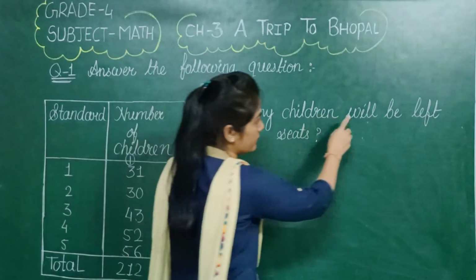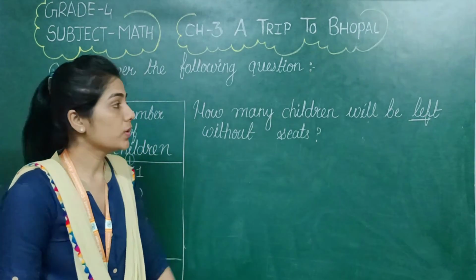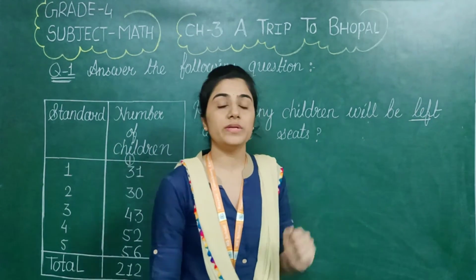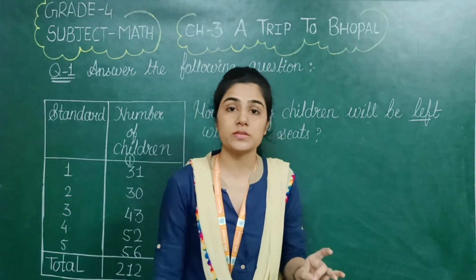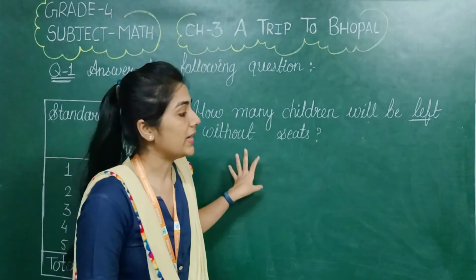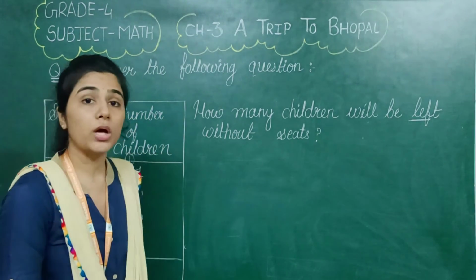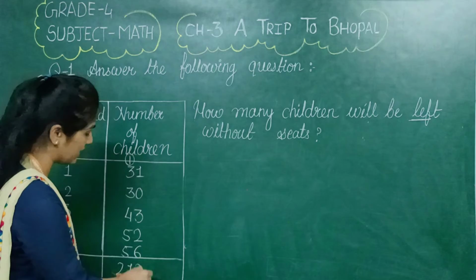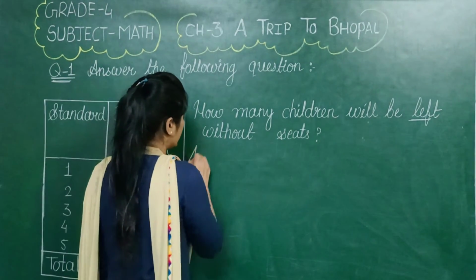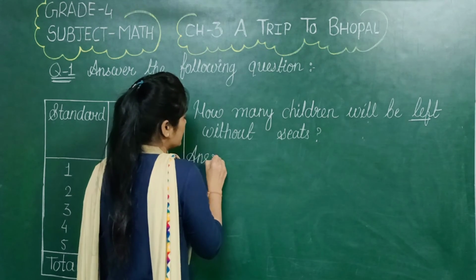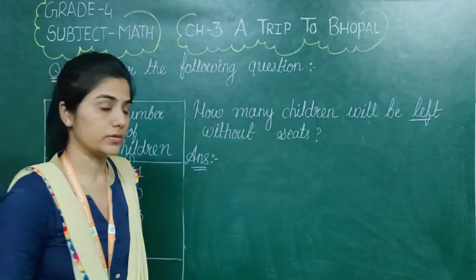Now what is given in this question? How many children will be left without seats? So the word left is given. I have already told you that if words like left or remaining are given in the question, then we will do the subtraction. First of all, we should know the total children. We have already found that, it is 212. So from the 212 children, if we subtract the 208, we will get the answer.